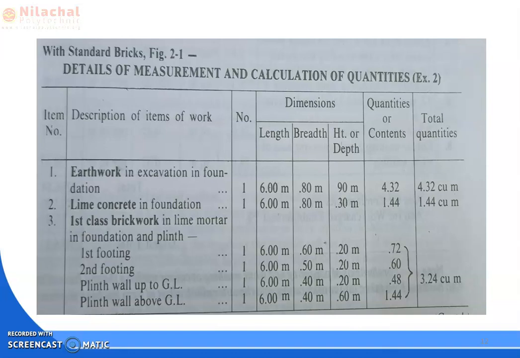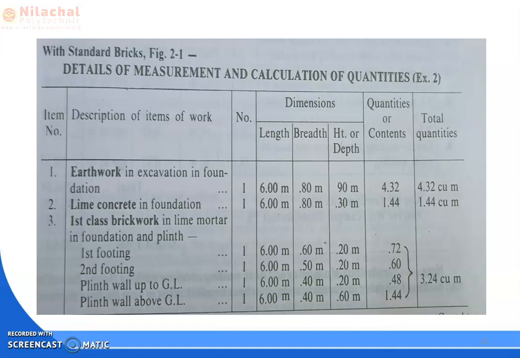Then we go to the height part. How can we define the height? It is not 90 meter, it is 0.9 meter, or 90 centimeter. So the total quantity is how much? 1 into 6 into 0.8 into 0.9. Then we get the quantity 4.32 cubic meter.